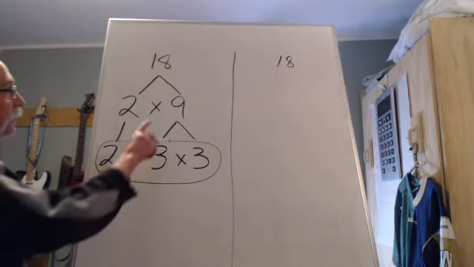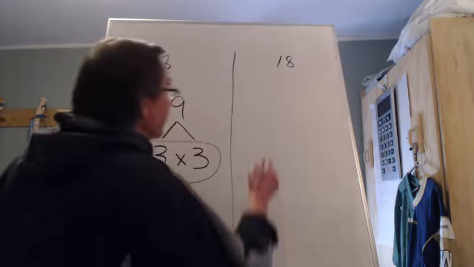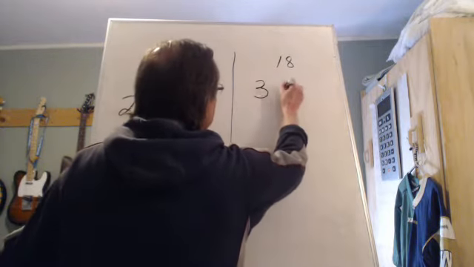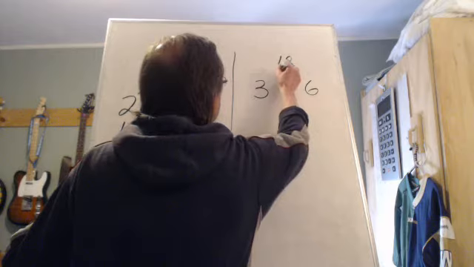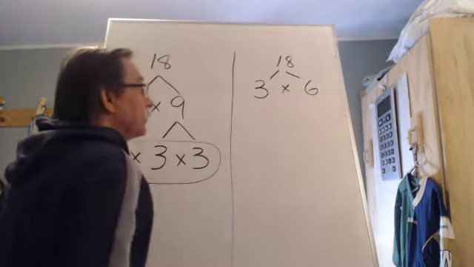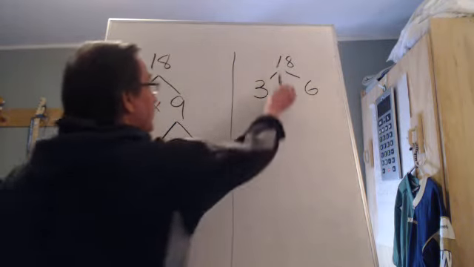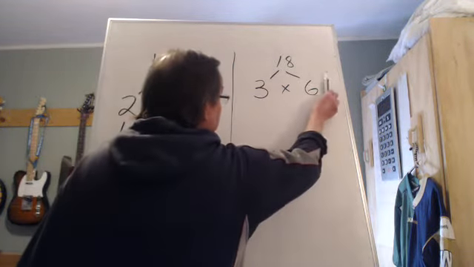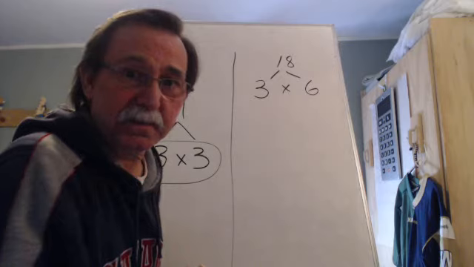Now, what about going the other way here? What if I went 3 times 6? Okay, so our top row says 18. Our second row is equal to 18. It's 3 times 6.